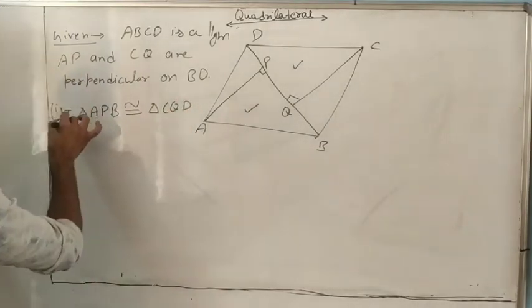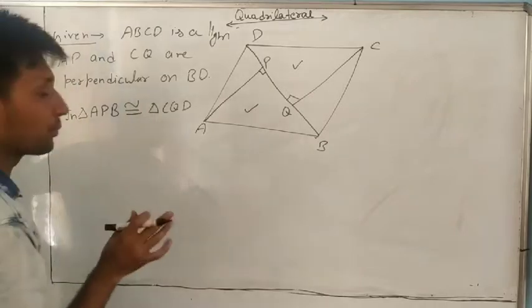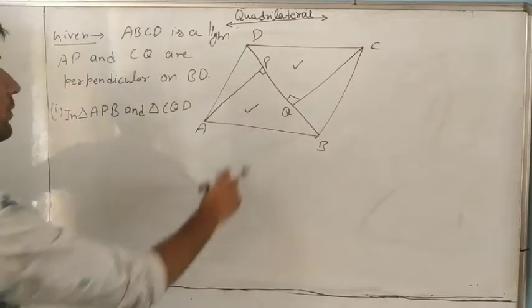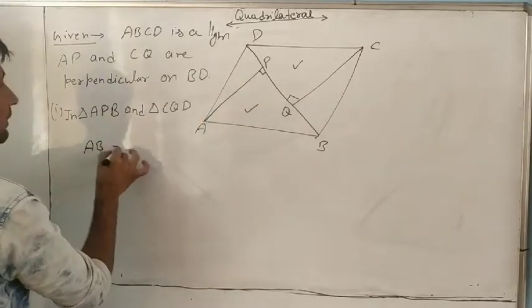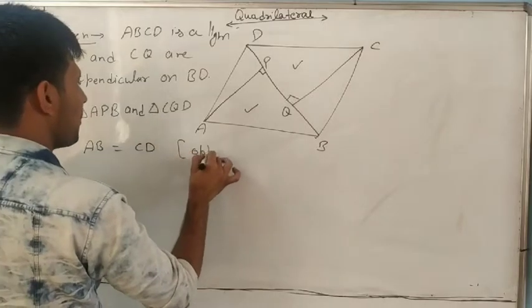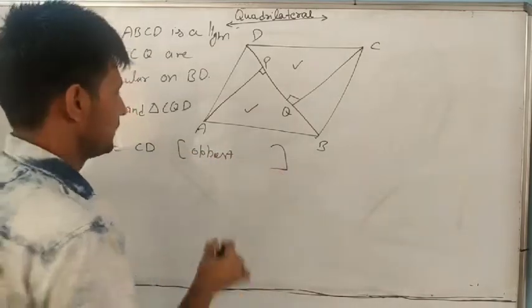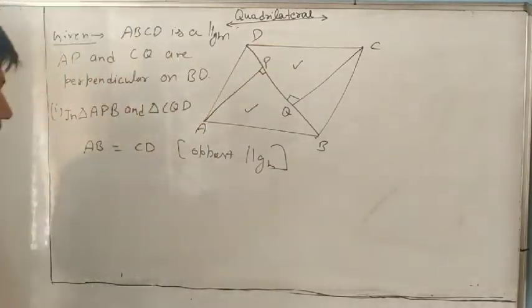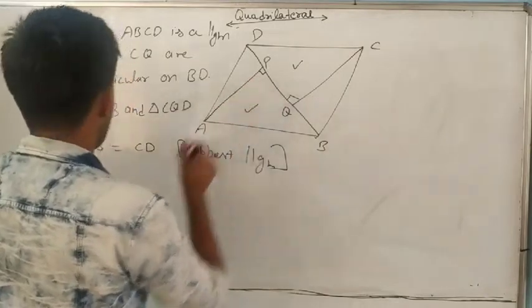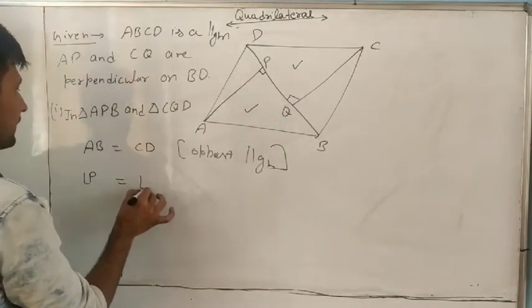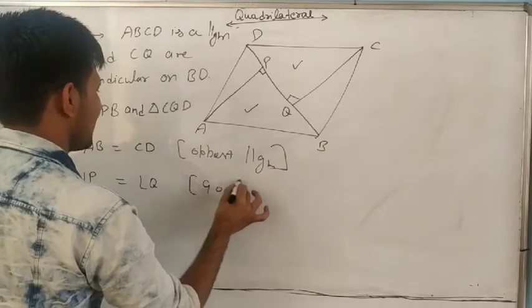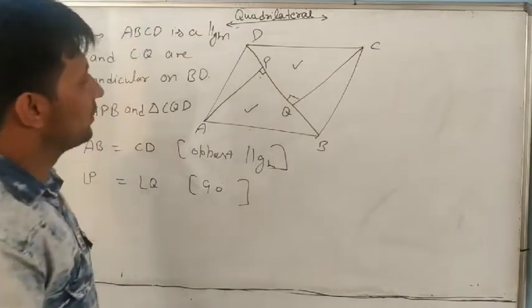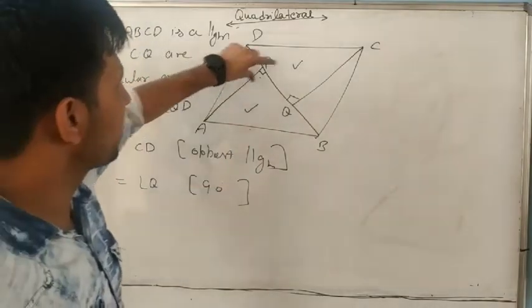Okay, so write in triangles APB and CQD. We will write AB equal to CD, opposite sides of a parallelogram are always equal. Next, it is 90 degrees: angle P equal to angle Q, 90 degrees. So one side is equal and one angle. Is any other side equal? AP equal to CQ? No.